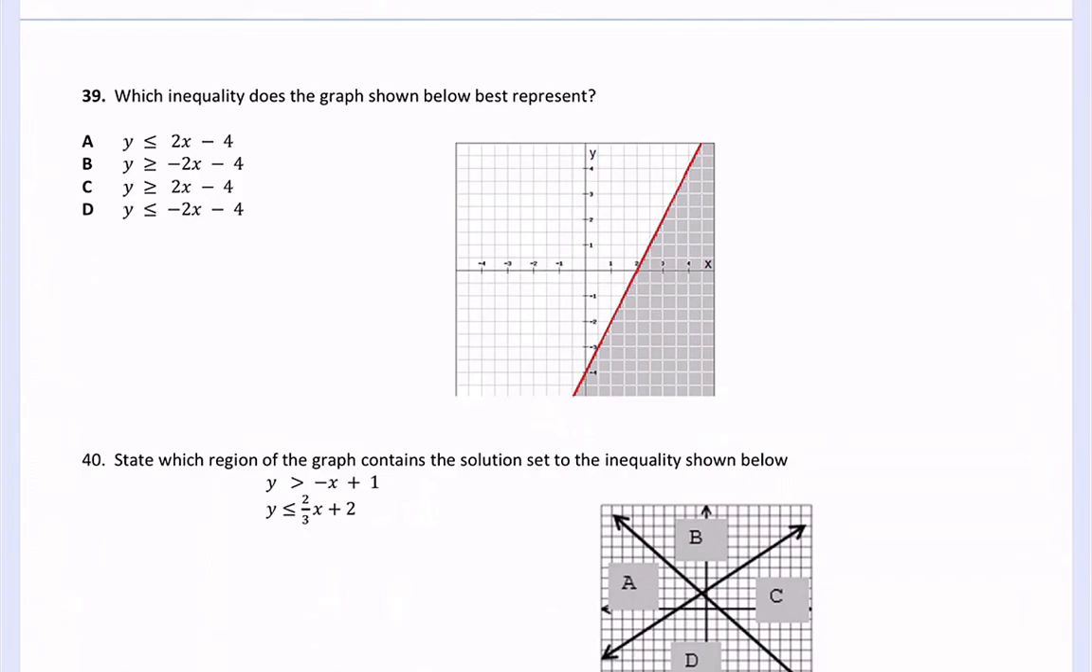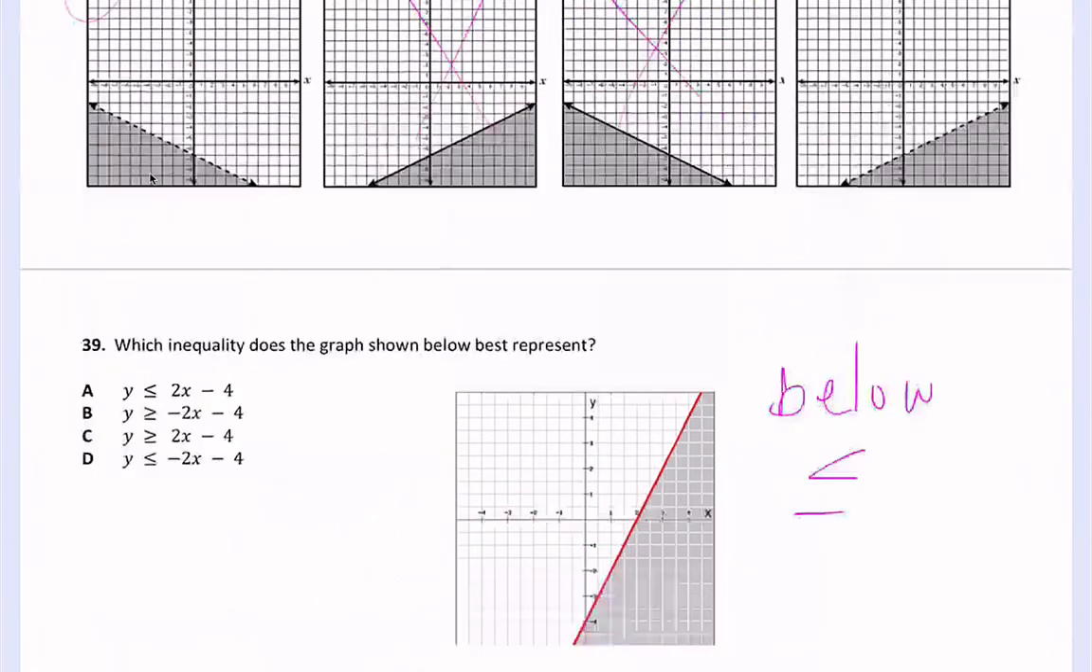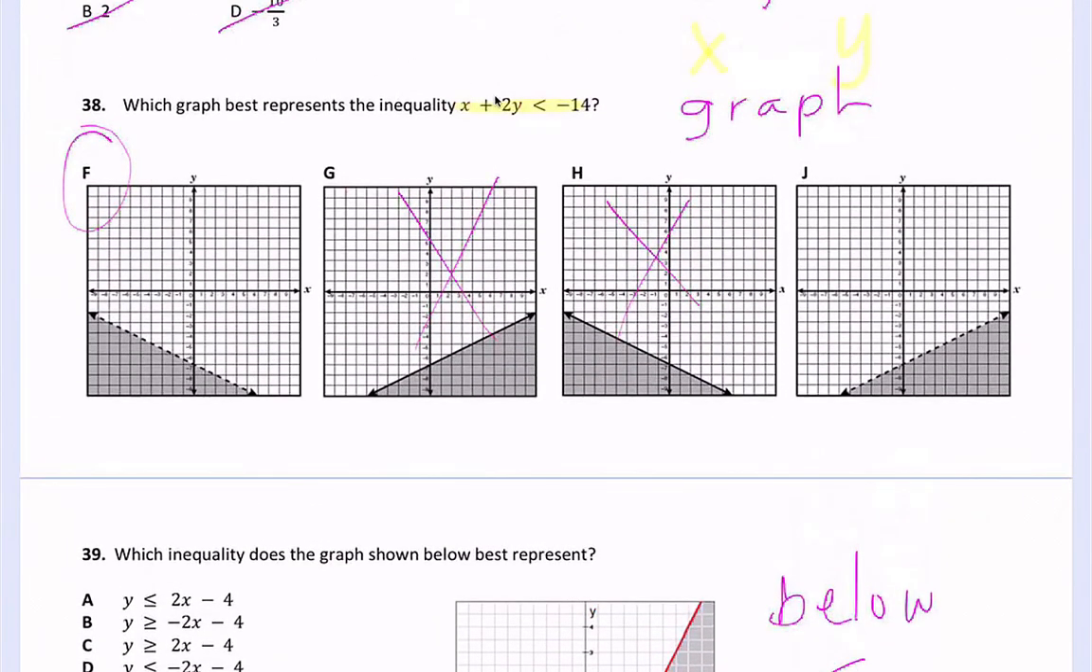Let's look where that shading is located in comparison to our line. Our shading is underneath, below. So if our shading is underneath, below, I know that we need a less than sign. I also notice that this is a solid line, so I need my solid or equal sign underneath. So remember, this happens when y is already by itself. You can't really follow that below or above thing if y is not by itself.